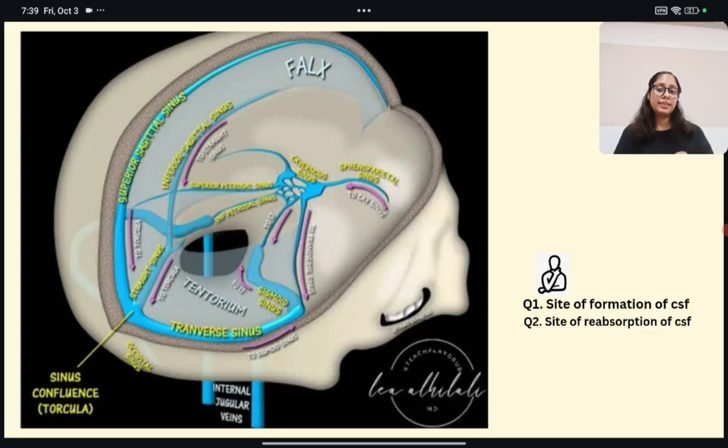So you can see in this image that we have the superior sagittal sinus, inferior sagittal sinus, then the straight sinus, which will drain into the confluence of sinuses, and then the transverse sinus, sigmoid sinus, and later it goes into your superior vena cava, and from the superior vena cava it goes into your heart. So one point to ponder is: what is the site of formation of CSF and what is the site of reabsorption of CSF? I hope you understand, and you can comment in the comment box.